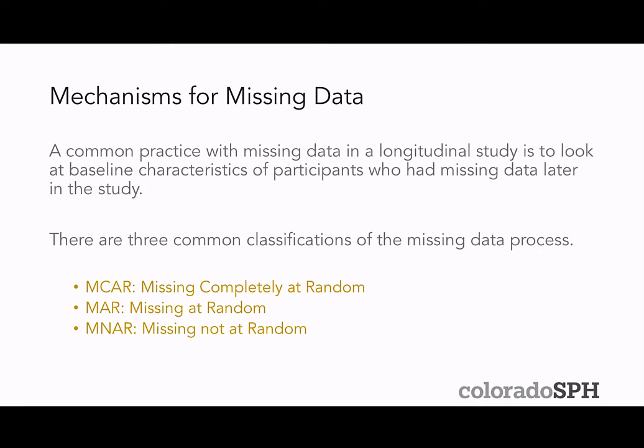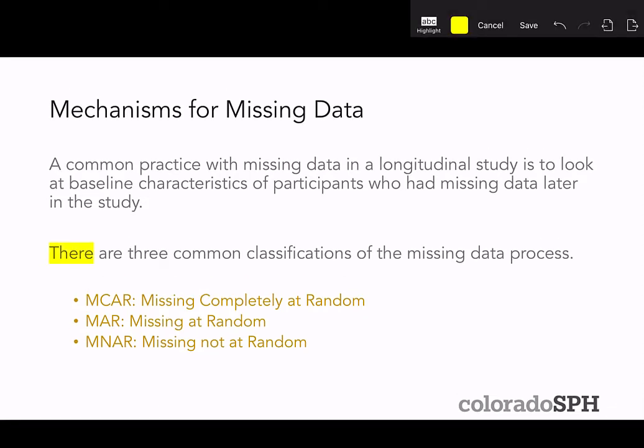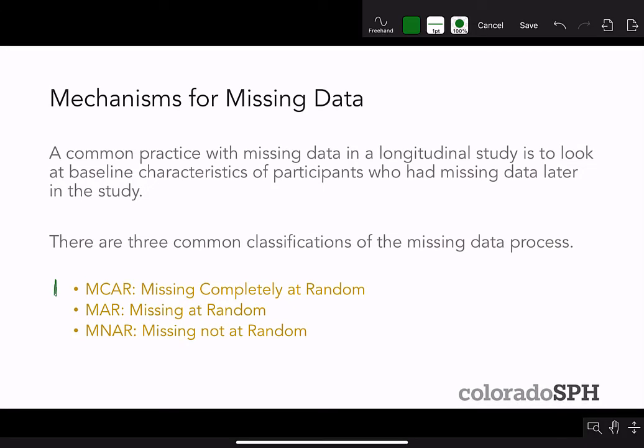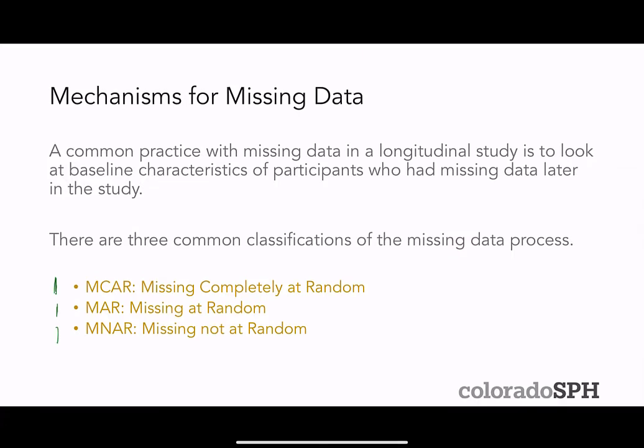So those are just some basic ways of visualizing some missing data, but there are a couple different types of missing data. And a common practice with missing data in a longitudinal study is to look at baseline characteristics of patients who had missing data later in the study. So the three common classifications of the missing data process are MCAR, which is missing completely at random, MAR, which is missing at random, and MNAR, which is missing not at random.